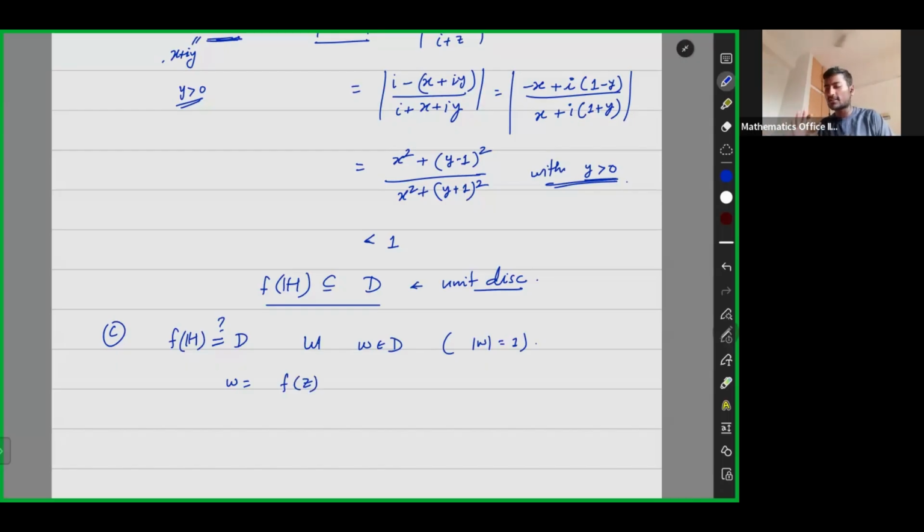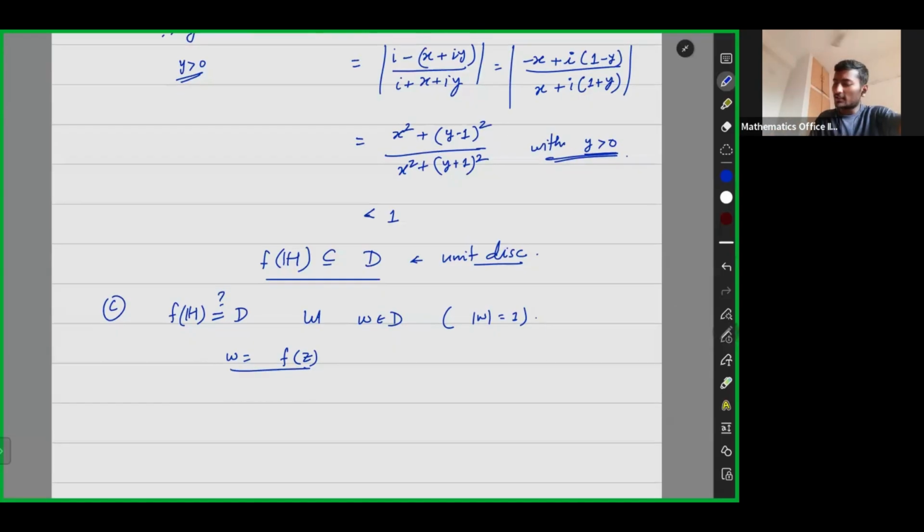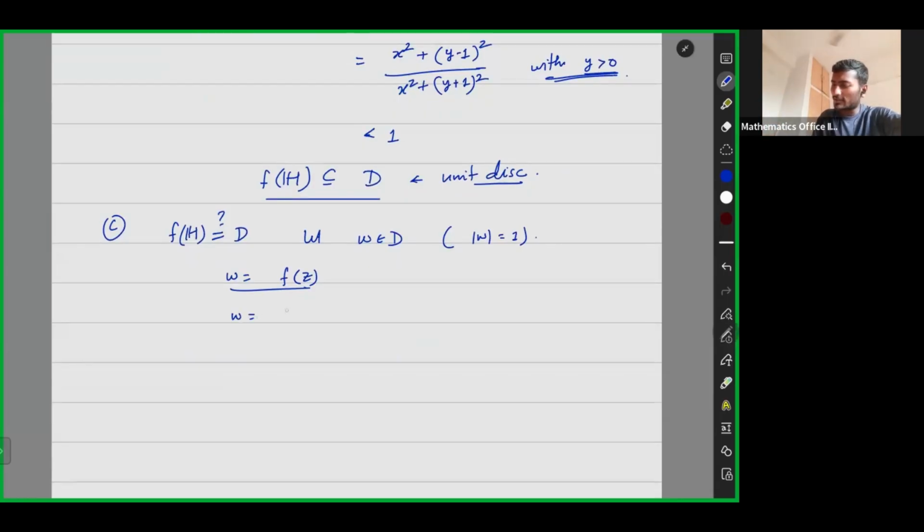Let's assume for some time that there exists some z, and if we get some contradiction, it is fine. If we don't get any contradiction, the same calculation will go one step back, and we'll come to the situation that we get some z which is going to w. So w is equal to f of z, which is i minus z by i plus z. Sorry, we only know that mod of w is strictly less than 1, not equal to 1. My fault.